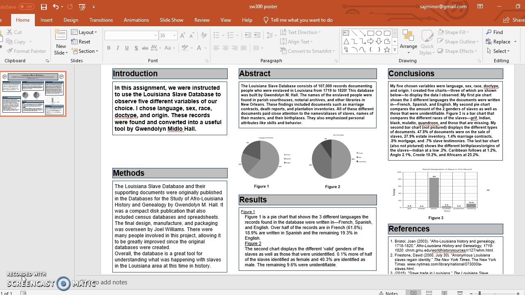All in all, I would have never known any of this information if historian Gwendolyn Hall had not found these records and created a unique tool that makes us aware of our ancestors.